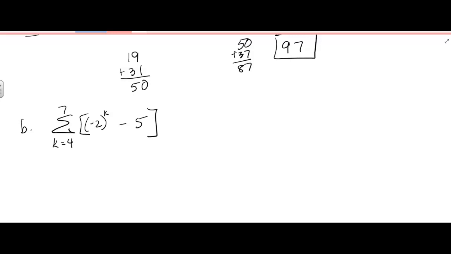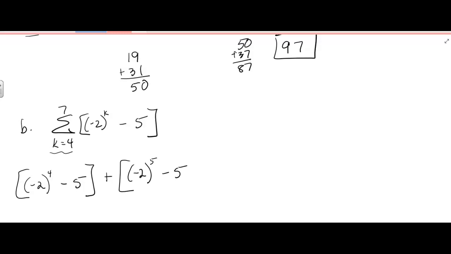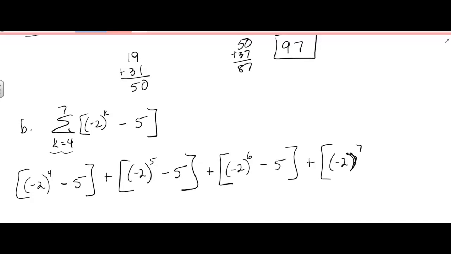So, okay. So we start at K being 4. All right. So I'm going to have negative 2 to the 4th power minus 5. I'll have to figure that out. Plus, and then I'm going to have negative 2 to the 5th power minus 5. Figure that out. And I'm always adding these together. That's why it's a summation. Then I have negative 2 to the 6th power minus 5. And then finally I have negative 2 to the 7th minus 5.